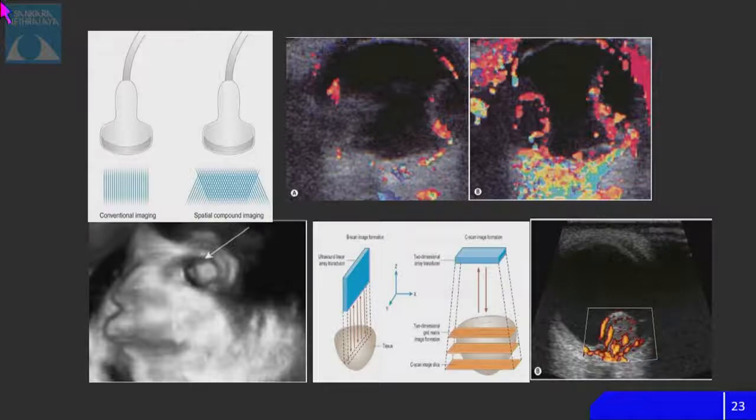So this is compound spatial imaging. This is conventional, single linear imaging. Here, multiple electronic beams are used to produce a compound image. This is a contrast-enhanced ultrasound. This is a 4D ultrasound showing an ophthalmic socket. This is the C-scan imaging. And this is a power Doppler showing intrinsic vasculature in a melanoma.